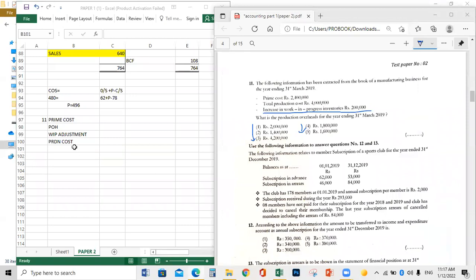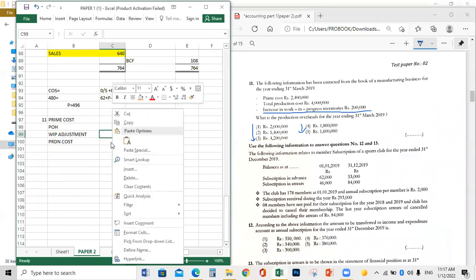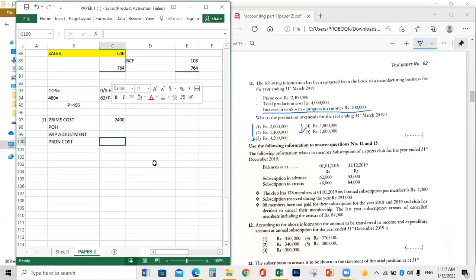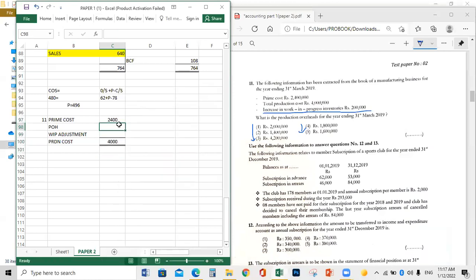Now say the prime cost is given as 2,400, and the total production cost is given, that is how much? 4,000. Total production cost is 4,000. Just put whatever information they give you. Now they are asking you to find this. They don't say how much the production overhead is. They are asking you to calculate that.